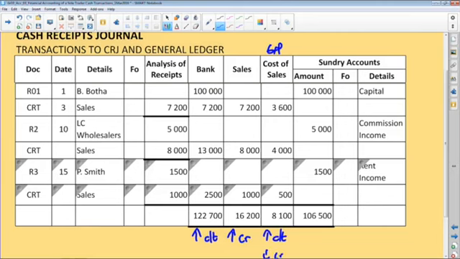And remember, we sold what? We sold trading stock. And then the last ones, capital went up. It went up on the credit side. Commission income, it went up, and it went up on the credit side. And then rent income went up, and it's again on the credit side. All of them incomes, therefore on the credit side.